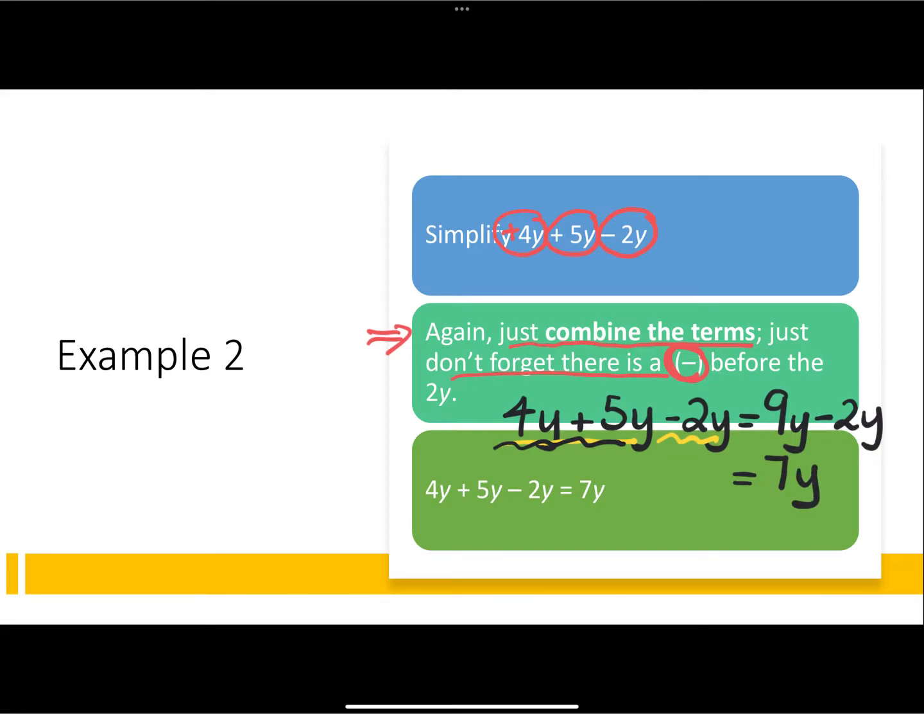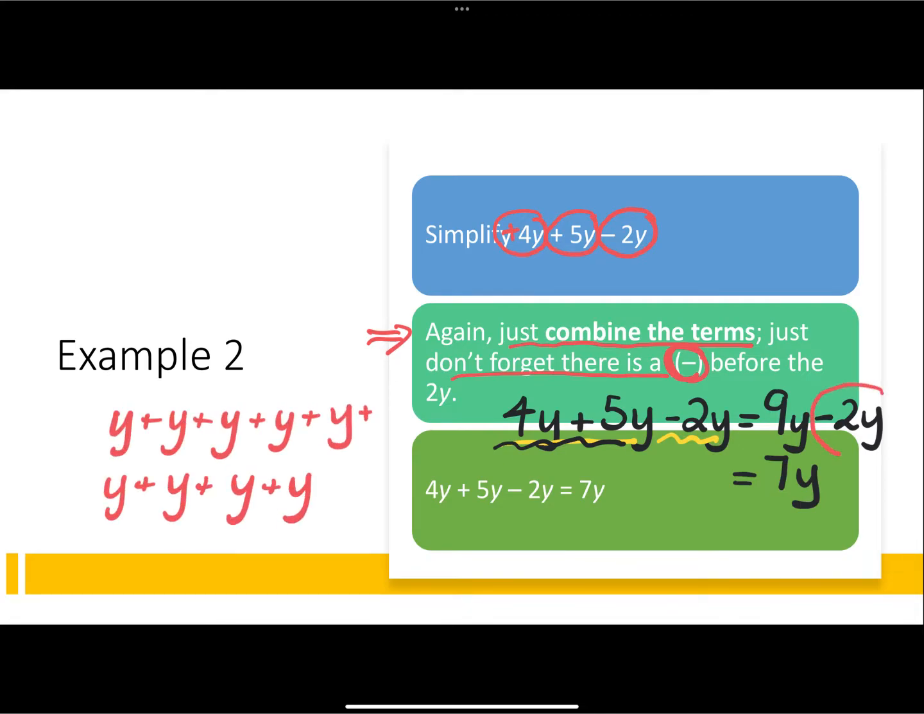Let's prove it though. So I'm going to draw 9 y's over here. I now want to take away 2 of those y's, and what I'm going to do is I'm actually going to cross them out. So take away 2 y's, 1, 2. So let's see how many y's I now have. 1, 2, 3, 4, 5, 6, 7. So indeed, 9y take away 2y is 7y.